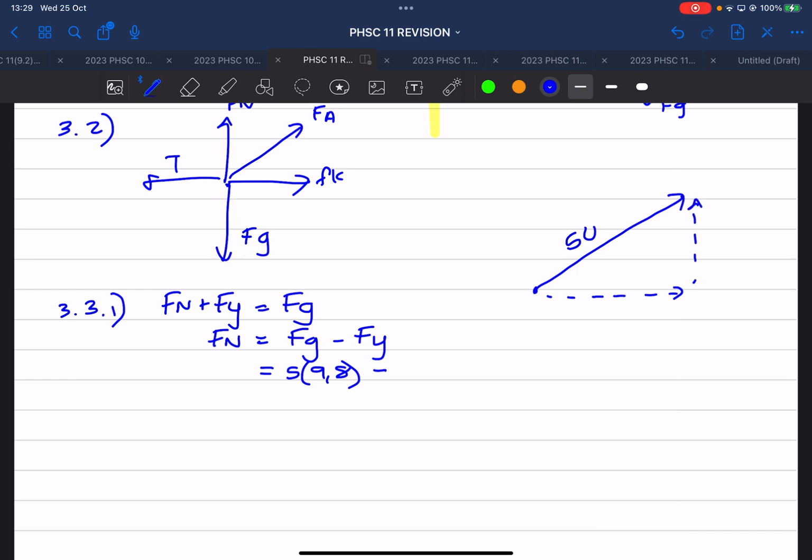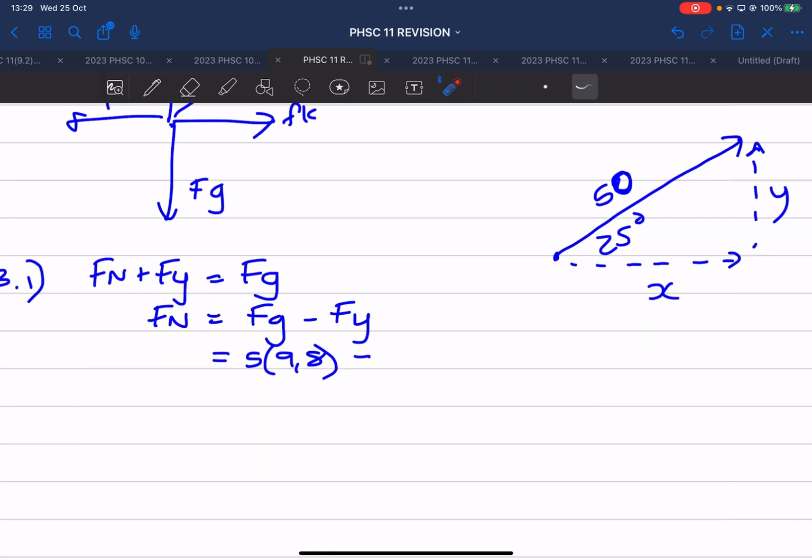I'm just drawing my triangle again for the people that haven't done this in a while. So there's my Fy, angle 50. So it is opposite over hypotenuse, which is sin. So it's going to be 50 sin of 25.